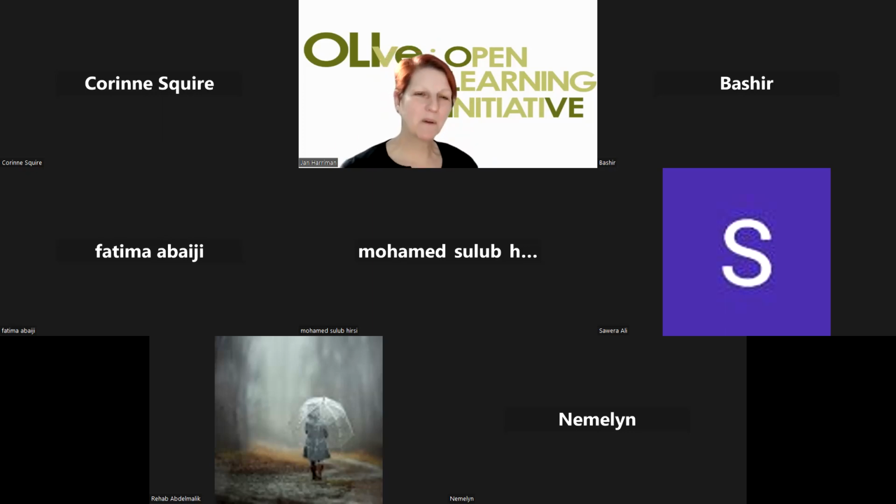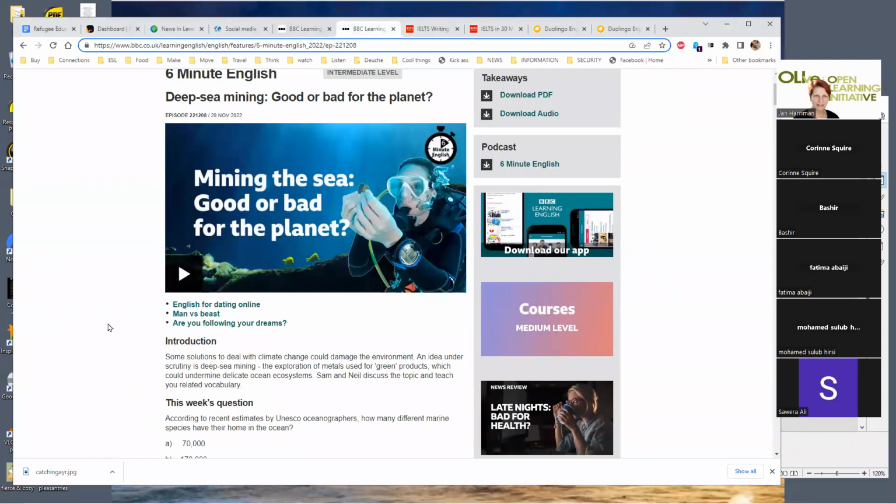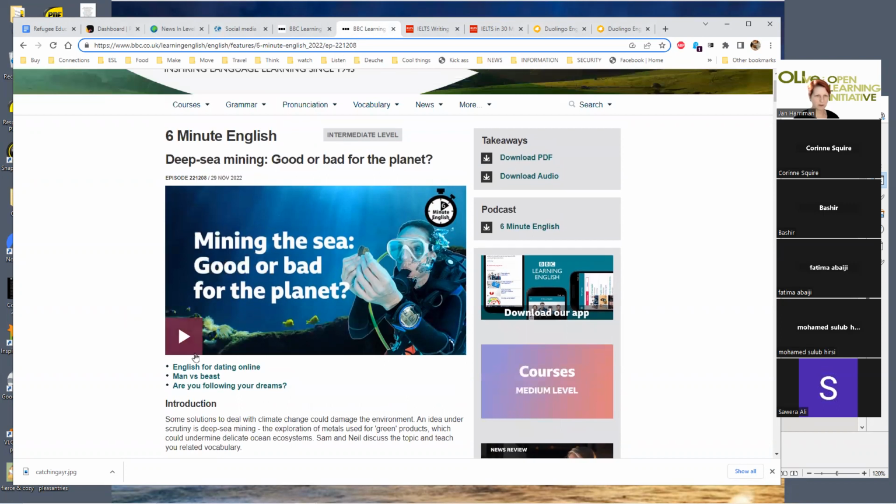Good. Well, now we're going to go on to a 6 Minute article from the 6 Minute English about deep sea mining. And I chose this one because I think you might hear the modals that we've just learned about. So let's see if you can hear any of the modals that we just learned about in this article. So deep sea mining, is it good or bad for the planet?